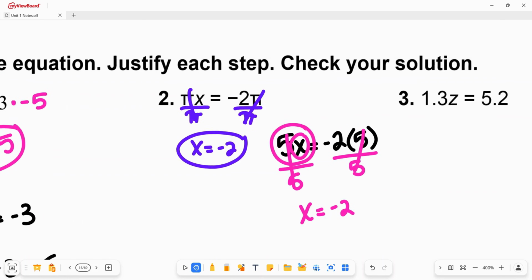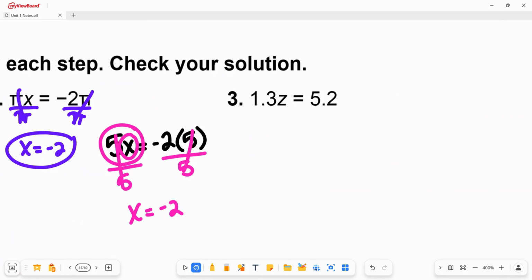All right. Next one. Again, another multiplication here. So here is kind of what my circles look like with a less intense example. 1.3 times z, so my z gets the smallest circle, and 1.3, because it's directly connected to it, gets my next circle. Multiplication tells me I'm going to divide by 1.3 on both sides, so z is alone. 5.2 divided by 1.3 is 4.